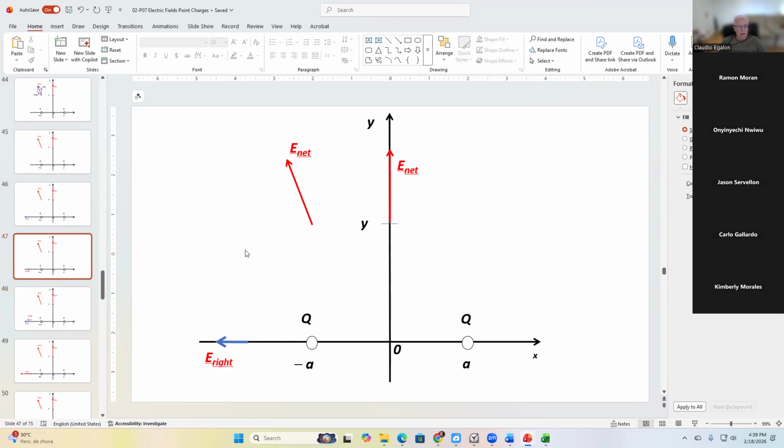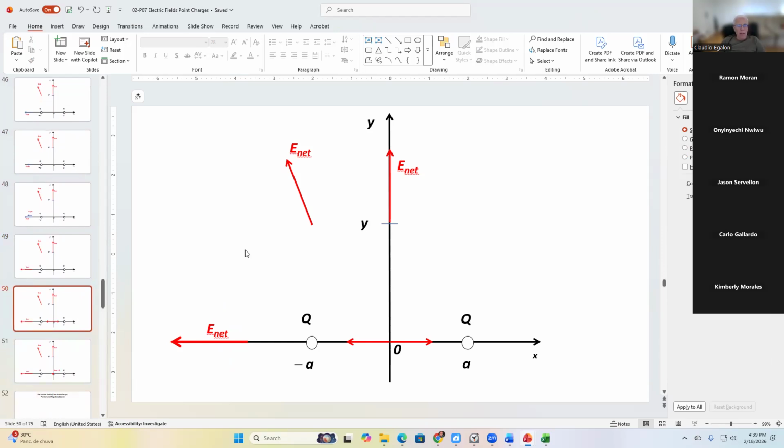Let's take a look again. Here you go. Electric field due to the left charge, electric field due to the right charge. Okay? When you come up with the superposition of those two fields, you get an electric field that's a little bit longer. Do you see how you can map the electric field in space?